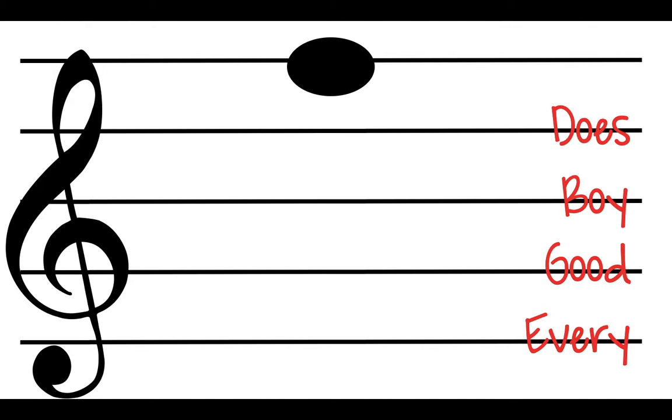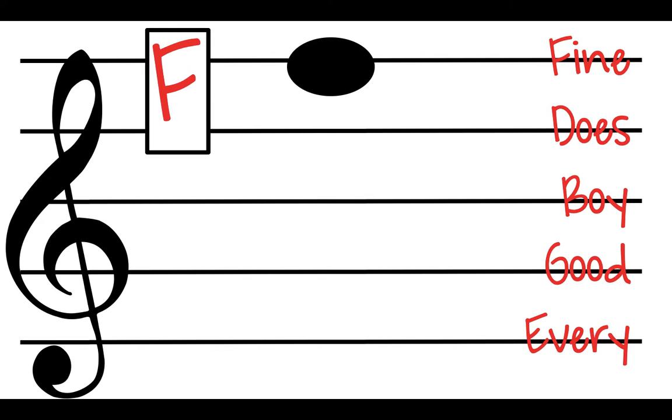So when you're finding out what a note is, you have to figure out first if it's a line note or a space note. This note is a line note, and since it is a line note, we say our sentence to figure out what note it is. We say, every good boy does fine. This note is F.